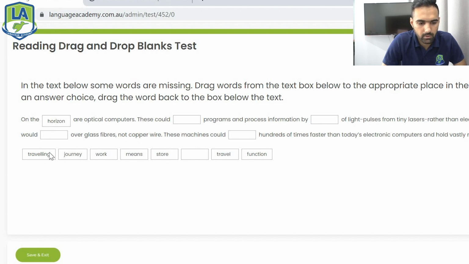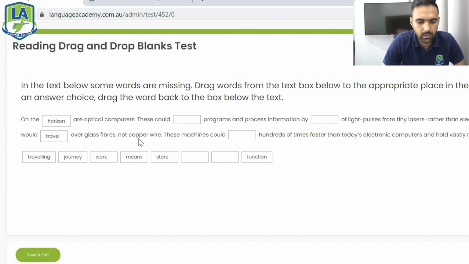What will pulses do? Would traveling, would journey, would work over? Pulses won't work. A pulse is something which travels from one place to another, in terms of computers and in terms of electricity as well. We have the word travel or traveling. You'll never say "I would traveling", you'll say "I would be traveling". So, would travel over glass fibers, not copper wire. These machines could dash hundreds of times faster. So the new optical computers can work hundreds or thousands of times faster than the modern day computer. So what will be the right word? Traveling, journey, work, means, to function. Computers always function. We are left with one word.